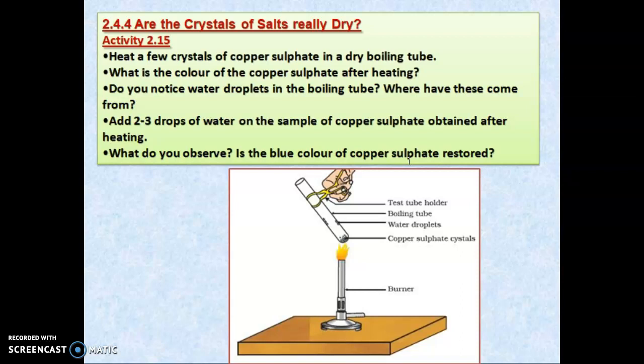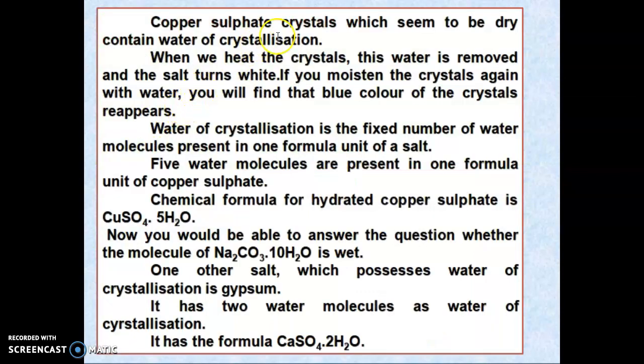When the copper sulfate is heated, the blue color is removed. Why? Because the water will evaporate. So the color of the copper sulfate will become white. So the copper sulfate crystals, which seemed to be dry, contain water of crystallization. When we heat the crystal, this water is removed and the salt turns white. If you moisten the crystal again with water, the blue color of the crystals will reappear.